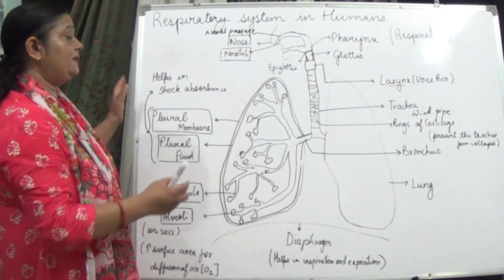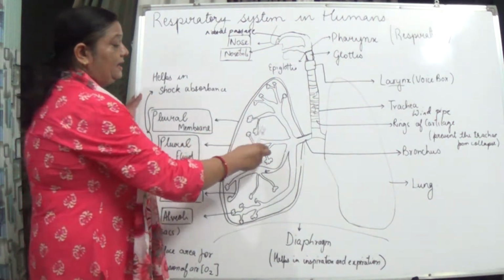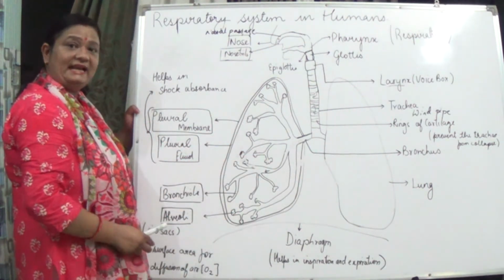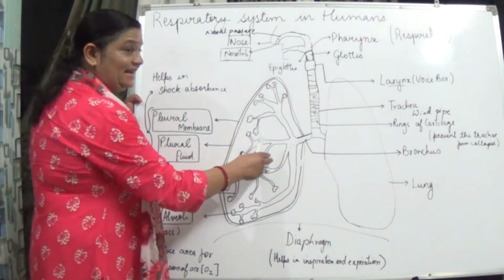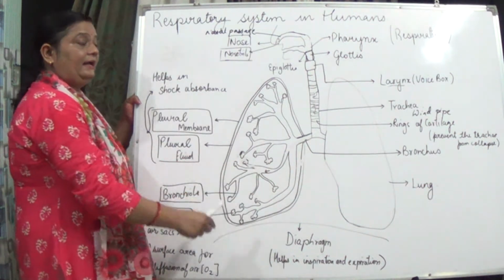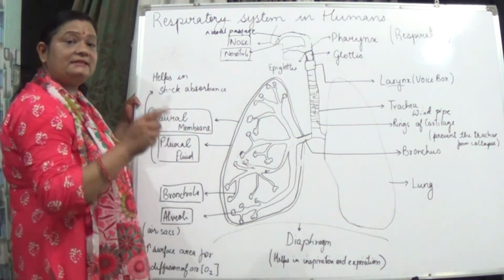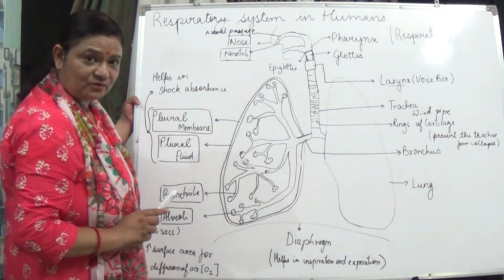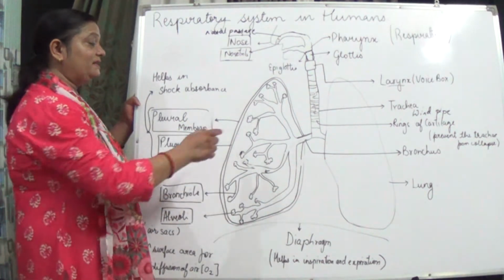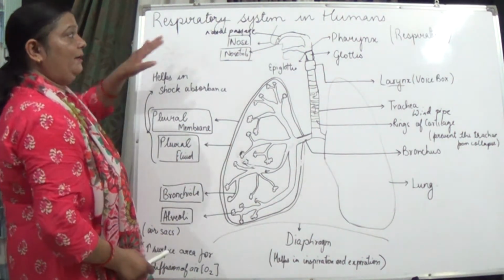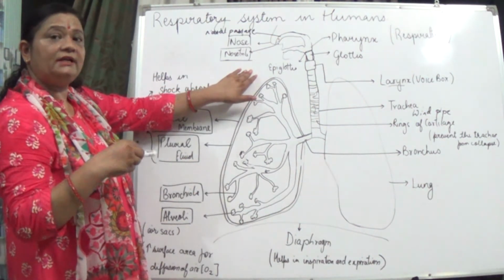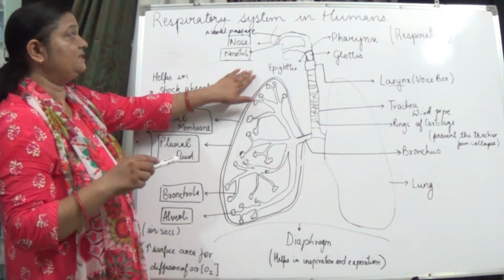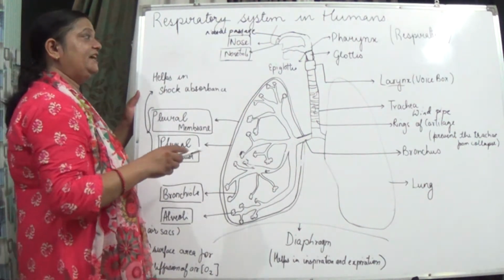Actually, when the pressure inside the lungs becomes less, it means when the intrapulmonary pressure is less than the atmospheric pressure, the process of breathing, taking in, inspiration, the taking in of the air consisting of oxygen, takes place.